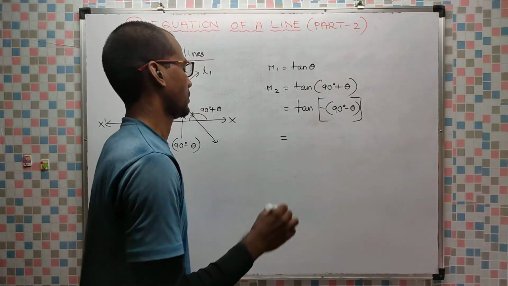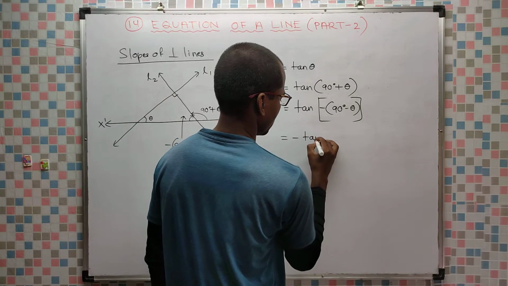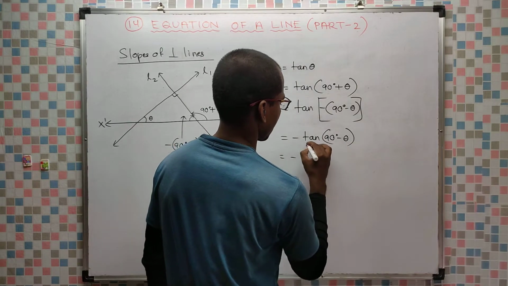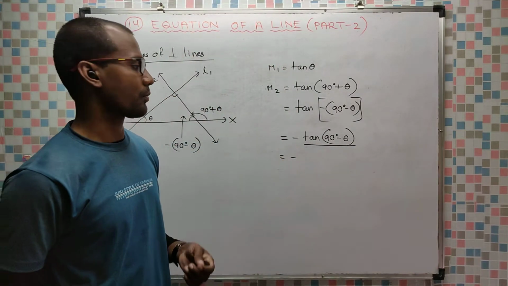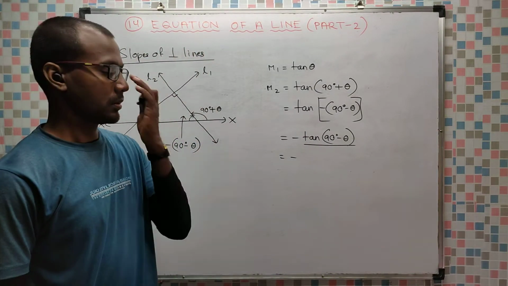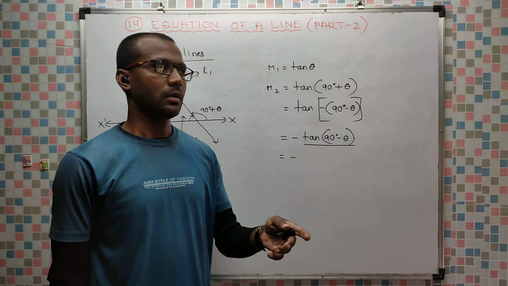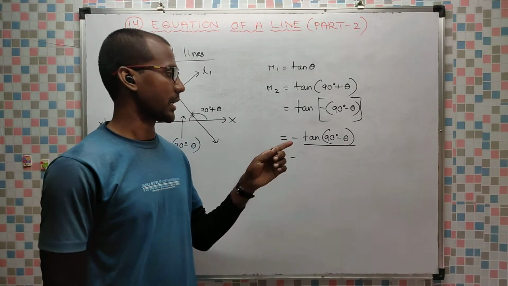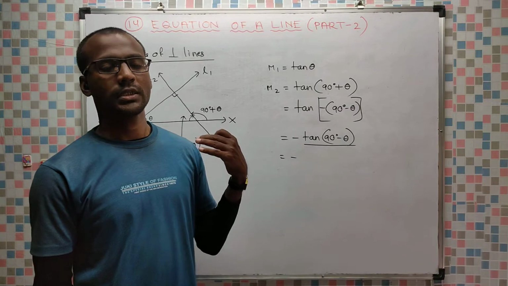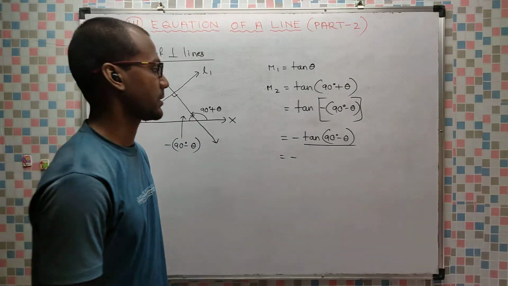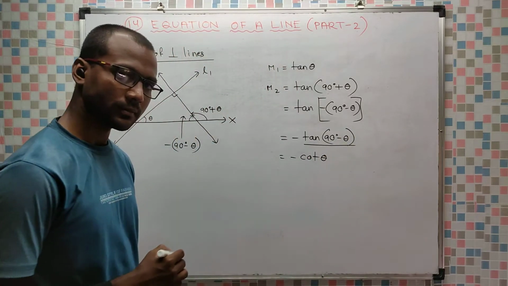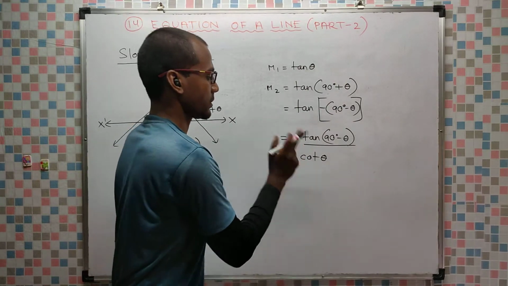Take this minus sign out. So minus of tan of 90 degrees minus theta. Now what is tan of 90 degrees minus theta? Complementary relation in trigonometry. In class 9 also you have studied, and in class 10 trigonometric identities chapter I had explained: tan is related to cot, sin is related to cos, cosec is related to sec. Tan of 90 degrees minus theta is equal to cot theta. So M1 is tan theta, M2 is minus of cot theta.